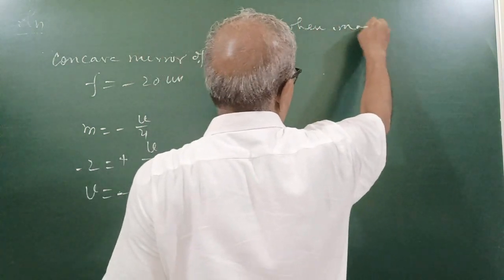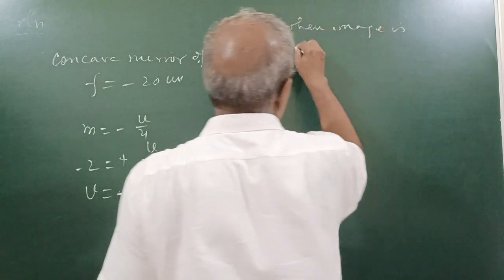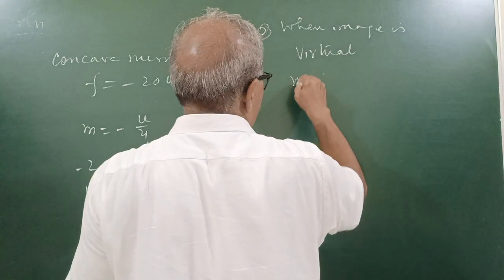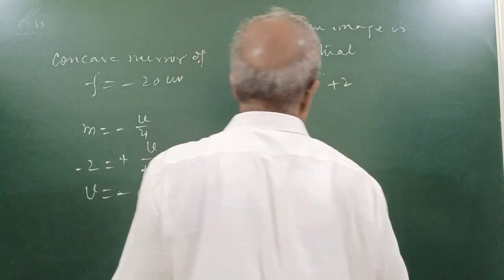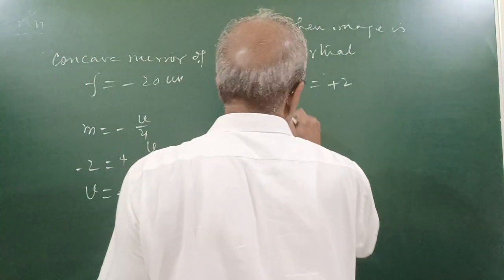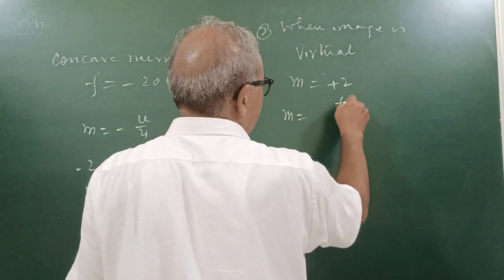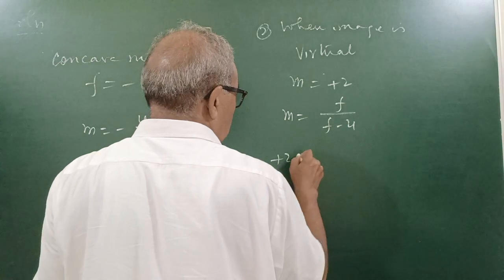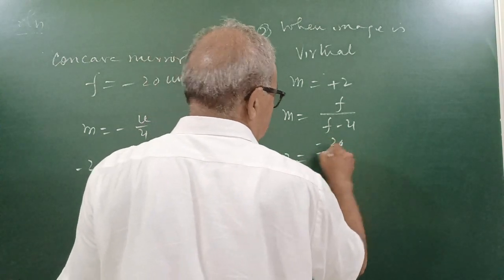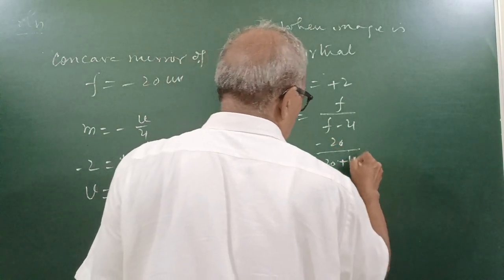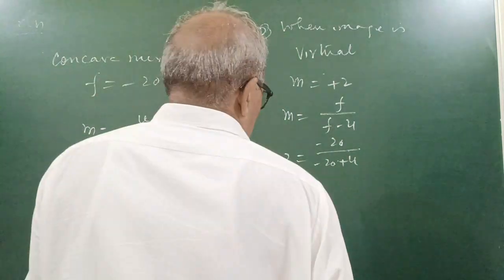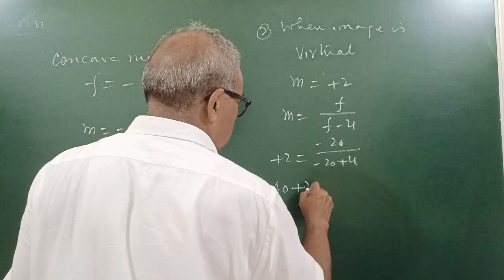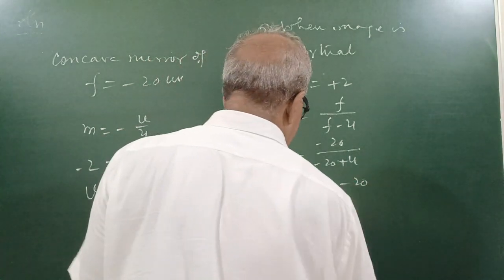When the image is virtual, then m = 2/2, but m = again f/(f + u). Plus 2 is equal to 20 over minus 20 plus u. It is minus 40 plus 2u is equal to minus 20.